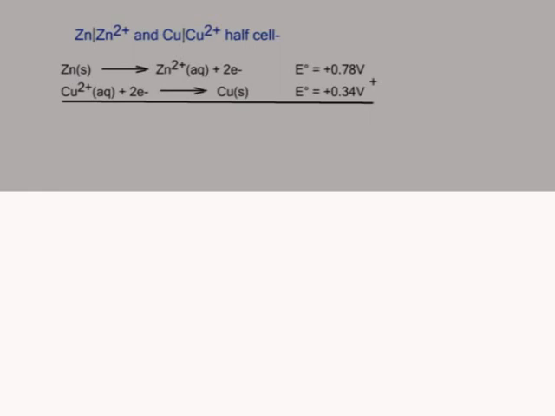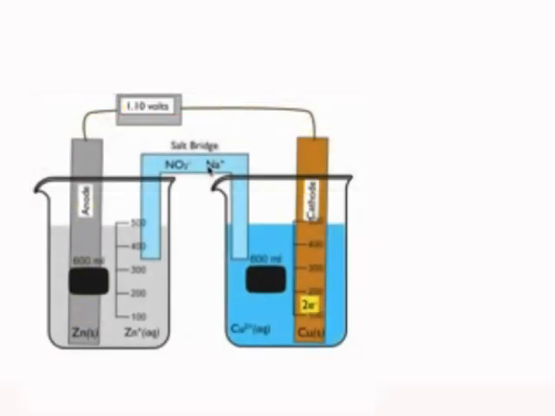To get the EMF, we add the two half equations, and we shall have zinc solid plus copper 2 plus to give us zinc 2 plus and copper solid, and the electrode potential for that complete cell is the sum of the two, which is plus 1.10 volts. And if you look at our setup, the galvanometer is actually reading 1.1 volts.